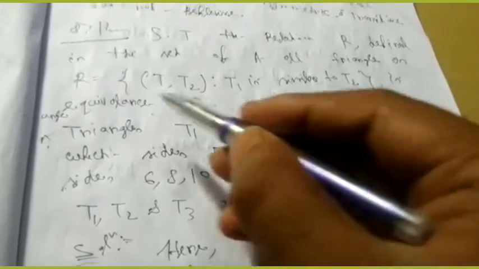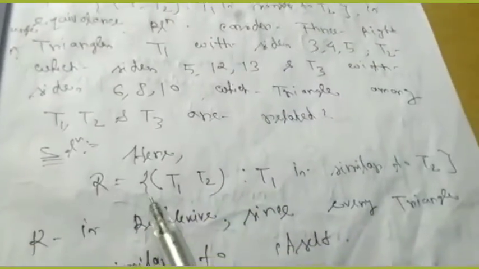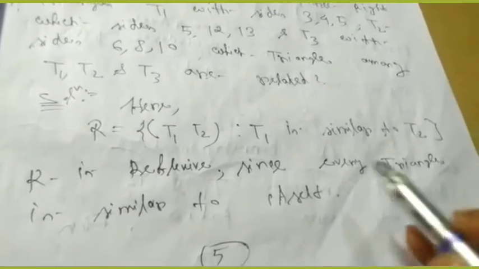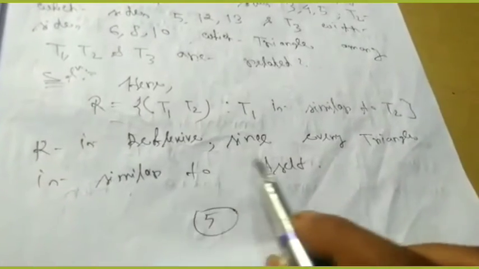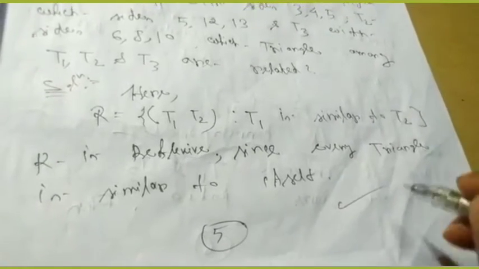Okay, so first of all we write the relation here: T1 is similar to T2. When a triangle is compared with itself, when similar, then it must be reflexive. So definitely R is reflexive, since every triangle is similar to itself. Definitely every triangle is similar to itself. So that's why (T1, T1) belongs to R, and (T2, T2) belongs to R.